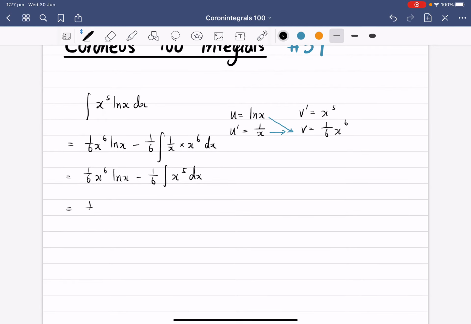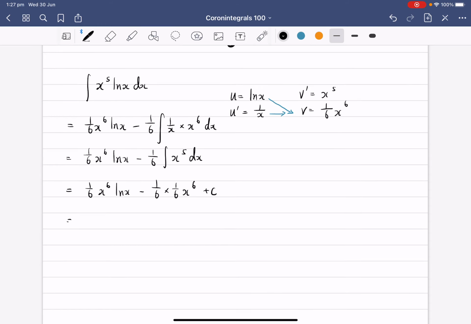The answer is 1 over 6, x to the power 6, ln x, minus 1 over 6. And then we need to integrate the x to the power 5, which gives you times 1 over 6, x to the power 6 again, plus c. So at the end, the final answer is 1 on 6, x to the power 6, ln x, minus 1 on 36, x to the power 6, plus c. And that becomes the final answer.